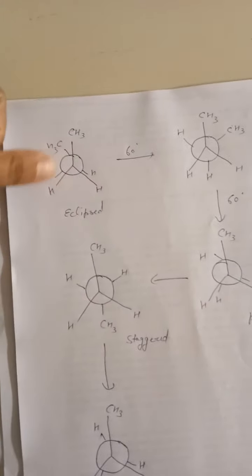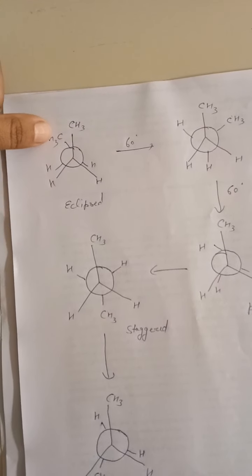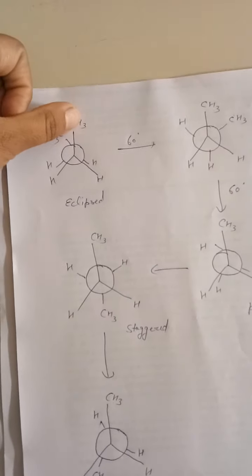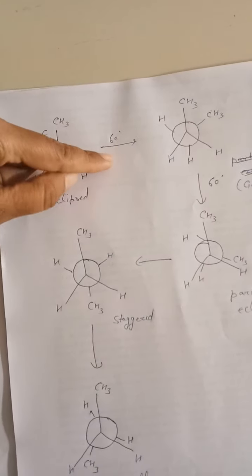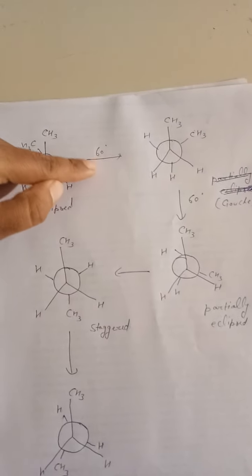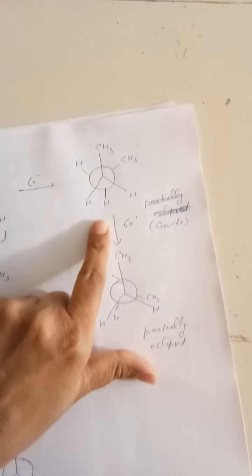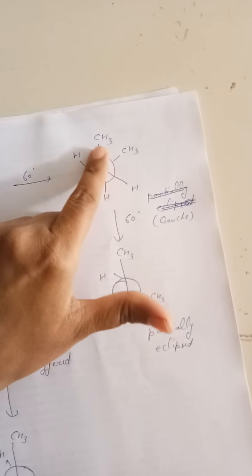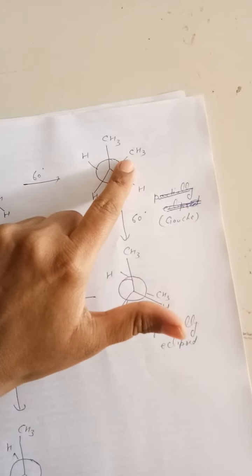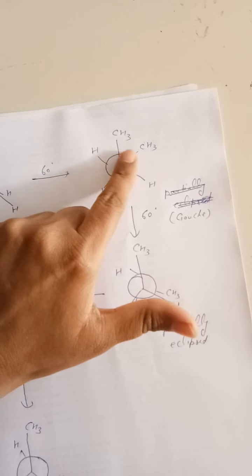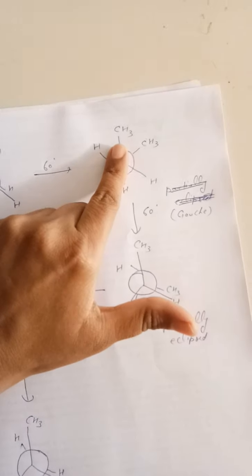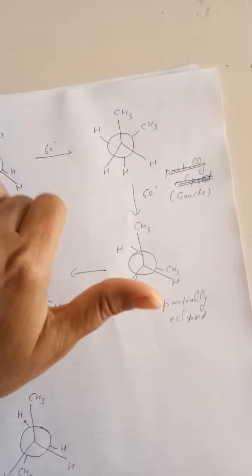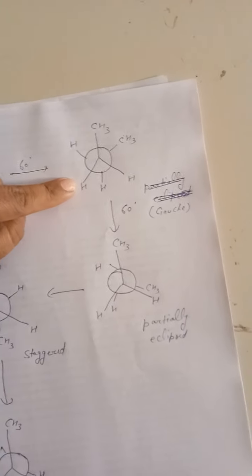We will start from the eclipsed conformation, as CH3 is behind. This CH3 is behind the front carbon CH3. When we rotate this eclipsed conformation by 60 degrees, we will get an arrangement like this. In this, two methyl groups are not at maximum distance but not actually eclipsing one another. This is much more stable than the fully eclipsed conformation, and this is called the gauche conformation.